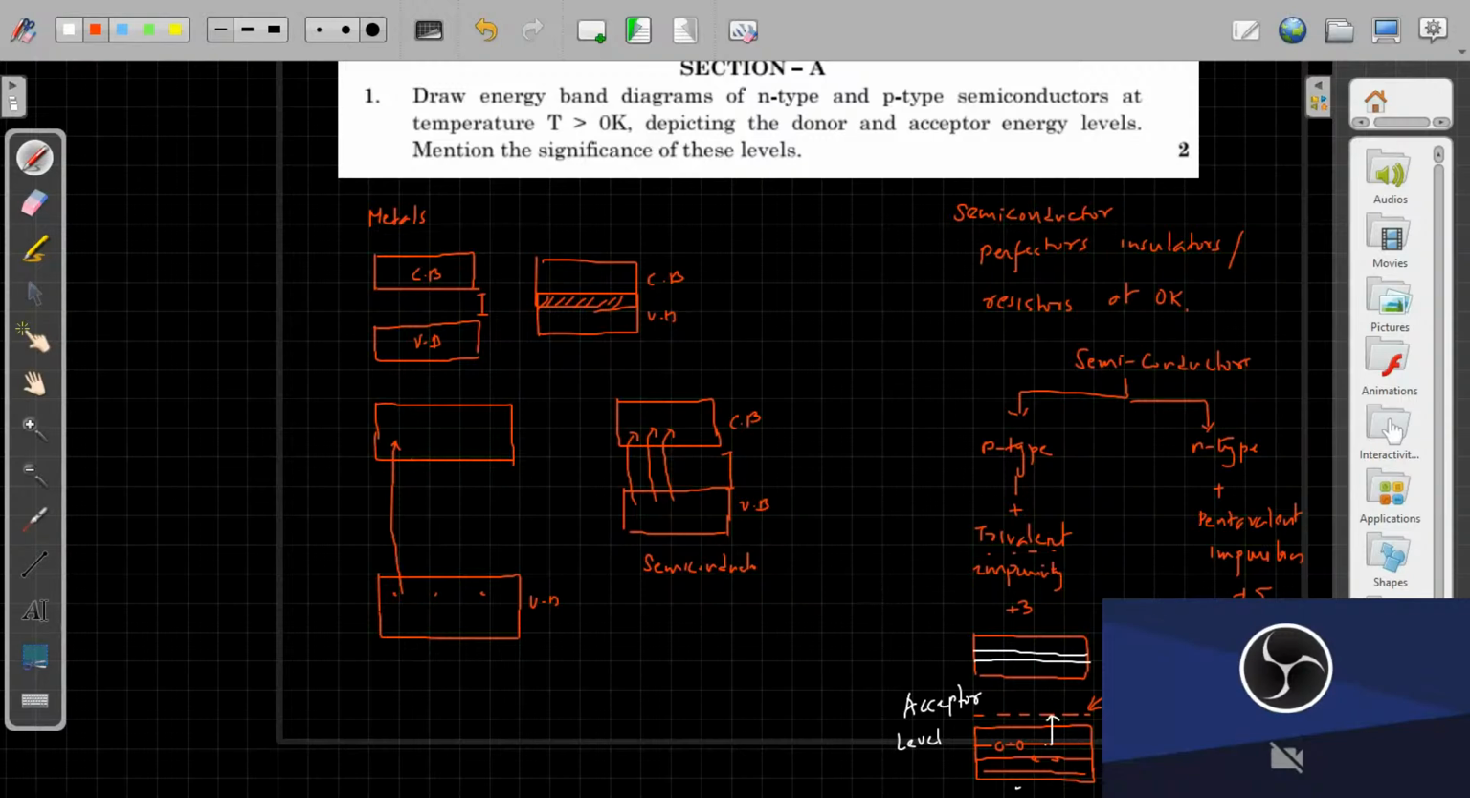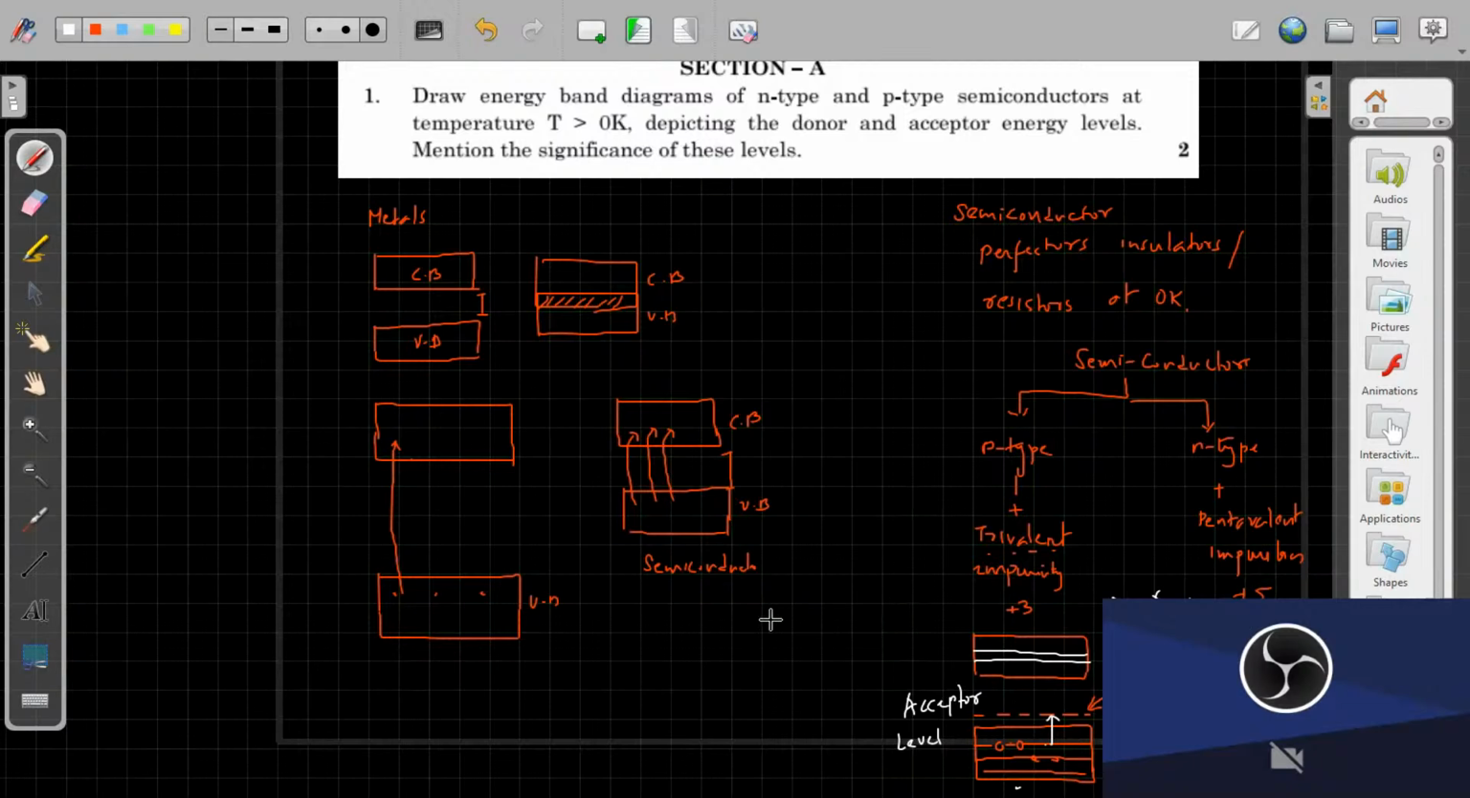The conduction band, in case of n-type, there will be many electrons there at the conduction band. Now the impurities that you add, their energy is a little less than the energy of the electrons of the semiconductor, like silicon, germanium. So they take a level just below the conduction band. This level we call the donor level.